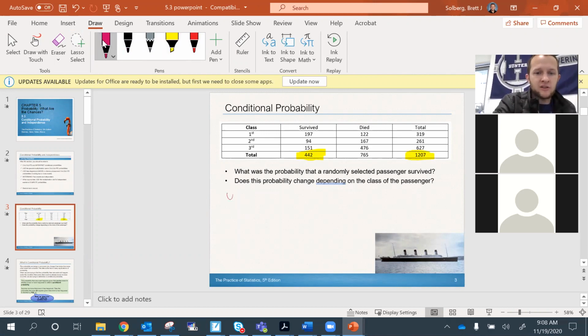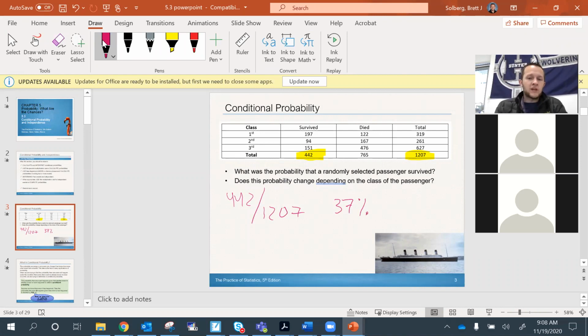So I would say, let's take the 442 out of 1207, and I'm going to get out my calculator here, and I'm going to plug that in. And I get 0.37. In other words, there's a 37% chance that they survive. Ooh, that's scary, right? I don't like those odds.